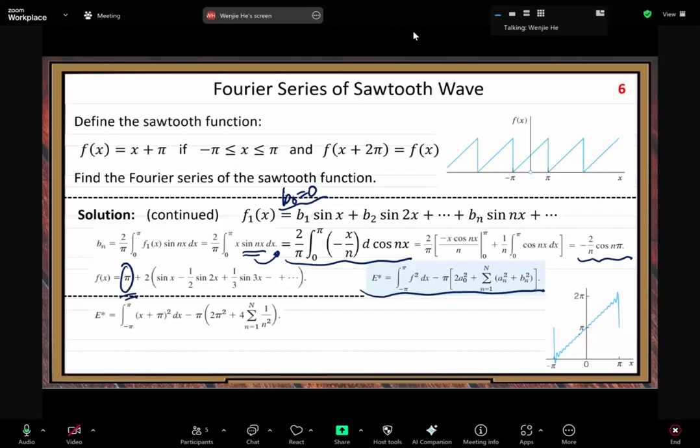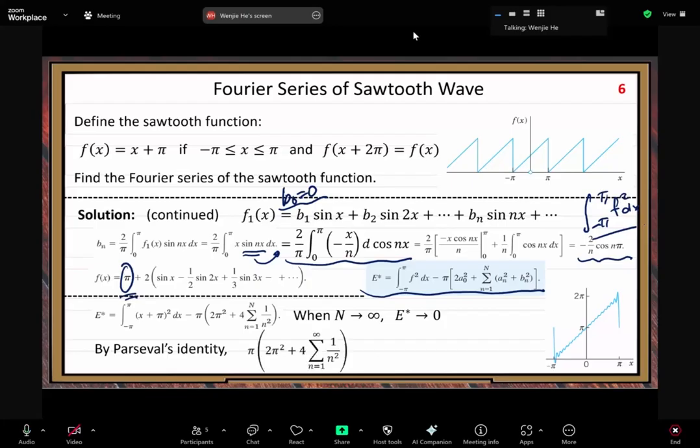If you look at the approximation graph like that, when n goes to infinity, E star goes to zero. From the graph, you can see that the error becomes smaller and smaller. Then Parseval's identity: you need to calculate the integral from negative pi to pi of f squared, right? Now let's calculate.